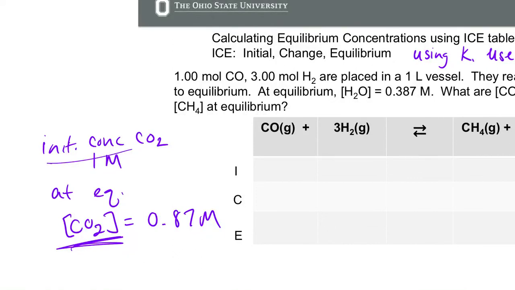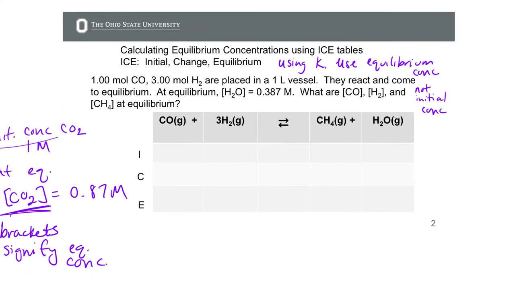So the brackets signify equilibrium concentrations. Okay, so if we go back to this problem, it says we have 1 mole of CO2, 3 moles of H2 placed in a 1 liter vessel. They react and come to equilibrium. At equilibrium, the H2O concentration is 0.387 moles per liter. And then what are the concentrations of CO, H2, and CH4 at equilibrium? So the brackets signify equilibrium concentration.